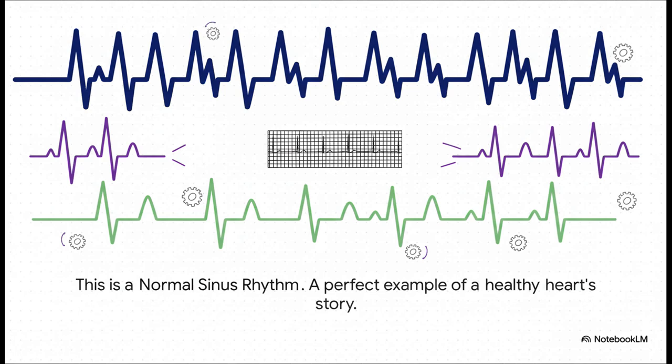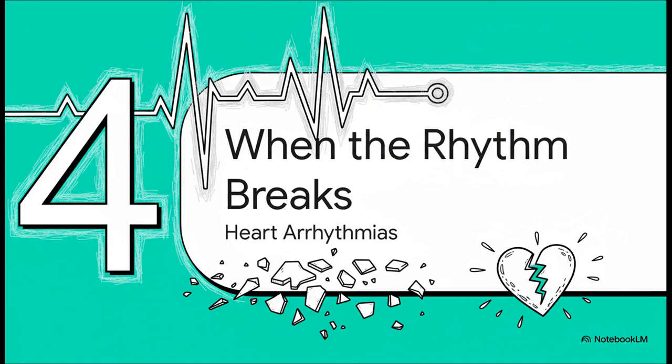And this is exactly what a normal sinus rhythm looks like. Notice how each beat is almost a perfect copy of the one before it. The spacing is regular, and that PQRST shape is consistent. This is the calm, steady narrative we always want to see. But, you know, every good story has a few plot twists. The heart's rhythm isn't always perfect. So in this next section, we'll look at what happens when the story goes a little off script.